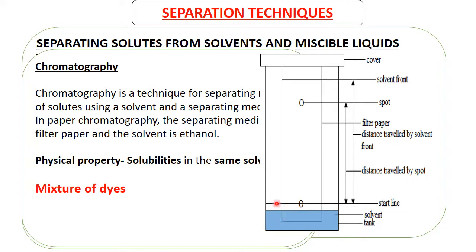So make sure that your start line is above the solvent. So what happens here? Okay, there are other labels here which I'm going to explain, but for now, let's just concentrate on this part, the solvent. So what happens here? During chromatography, the science is like what happens when you soak a piece of paper, part of it, in water, just part of it.